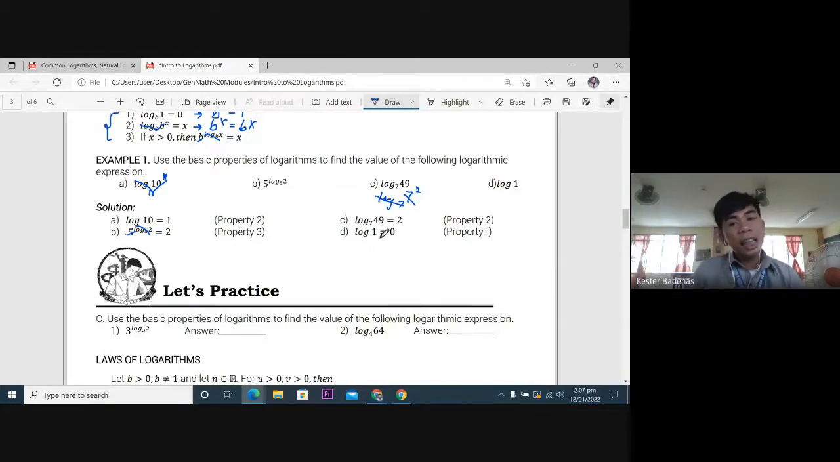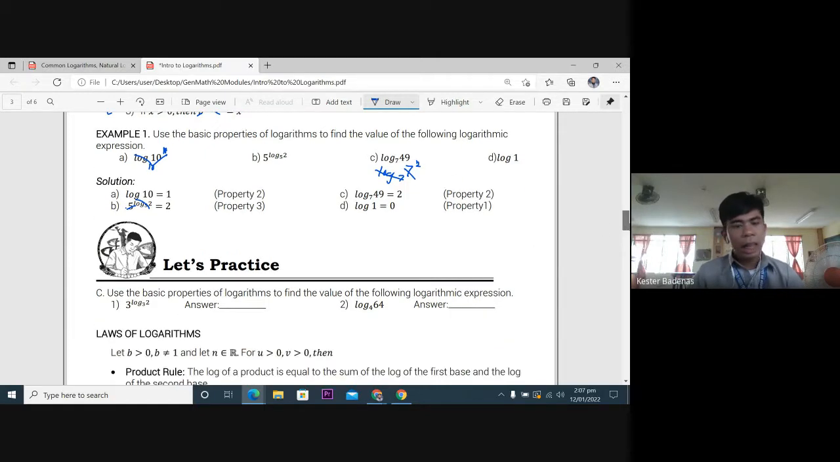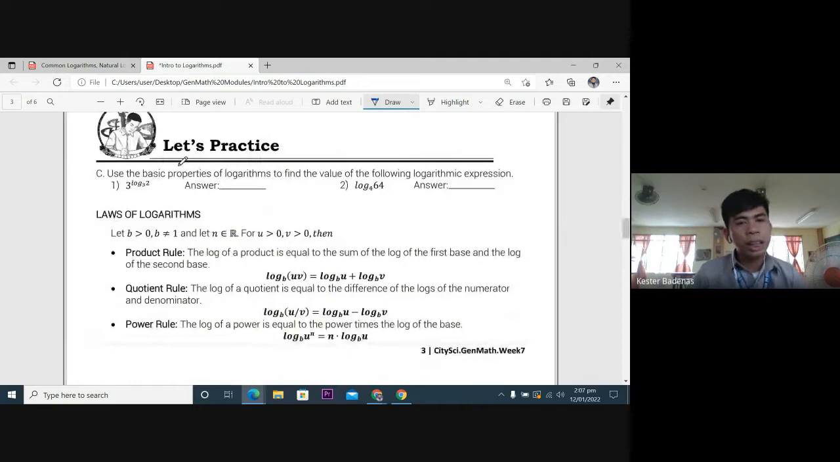And of course, logarithm of 1 is equal to 0. Kasi nga, any base except 1 and negative, if we need to find the logarithm of 1, regardless of the base, the answer would be always 0 by virtue of property number 1. Okay? So that is our properties. Ayan. So dito, wag natin sagutan. Ito na. So, 2 ang answer.